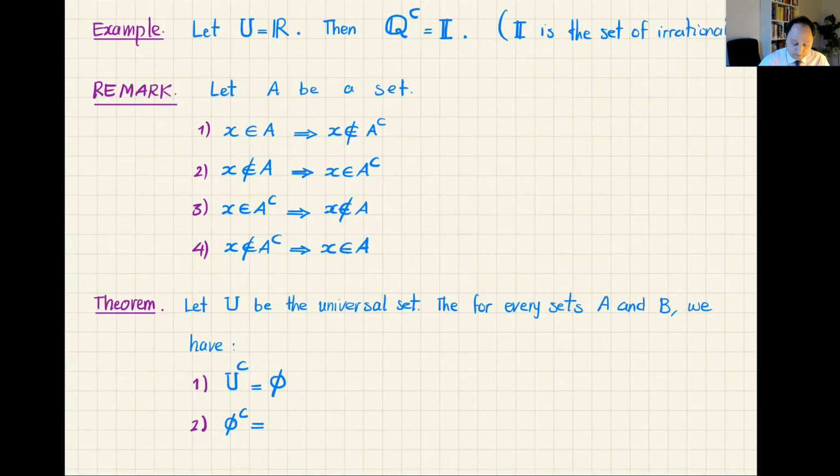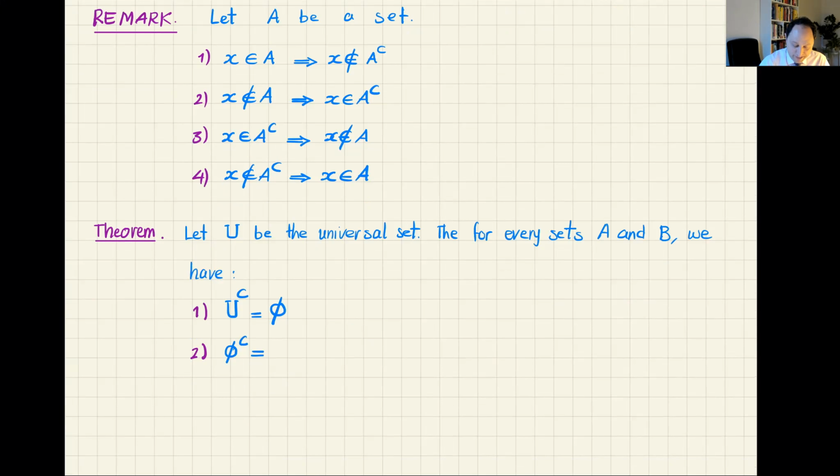What is that? Hopefully it's clear, but you hesitate to say yes. So that's the universal set. The complement of the universal set: nothing is left outside the universal set. An empty set is nothing. So when you talk about the complement of that, this is the whole set of the universal set.